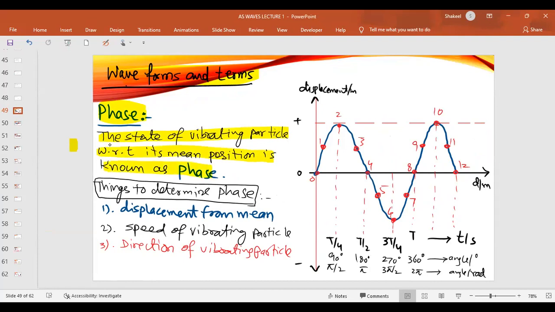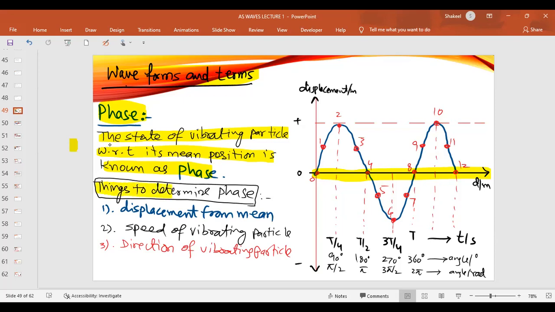You know, when there is no wave in the medium, then all the particles are resting on their mean position. But as soon as a disturbance or a wave passes through it, all the particles are displaced from their mean position and they start vibrating up and down. They start oscillating. So phase is actually the state of a vibrating particle with respect to its mean position.